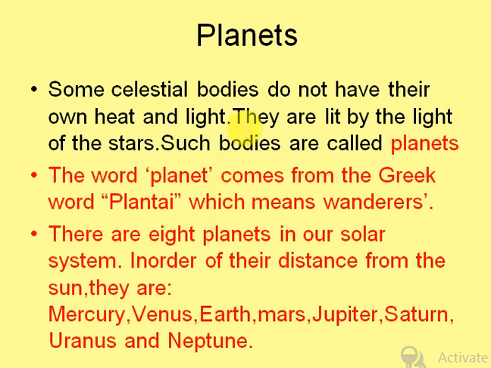So let us now discuss the planets. Some celestial bodies do not have their own heat and light. They are lit by the light of stars. Such bodies are called planets. We have discussed that the word planet comes from the Greek word planetai, which means wanderers. There are 8 planets in our solar system, in order of distance from the Sun: Mercury, Venus, Earth, Mars, Jupiter, Saturn, Uranus, and Neptune.